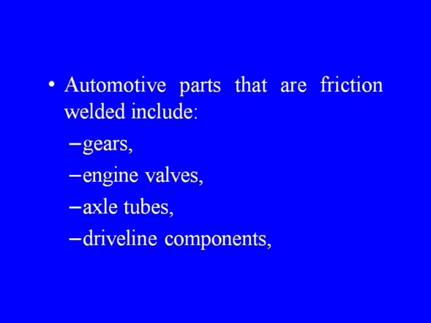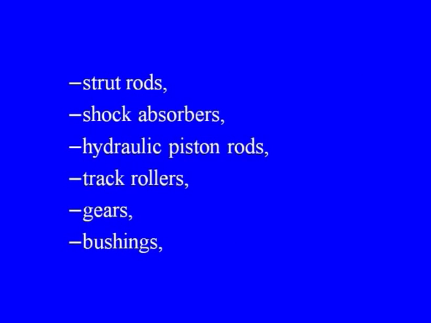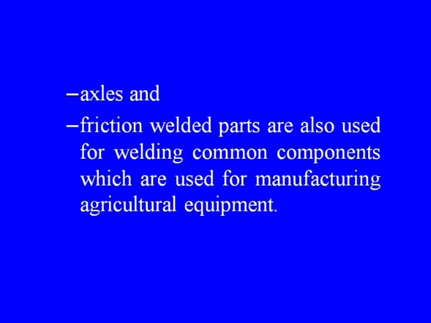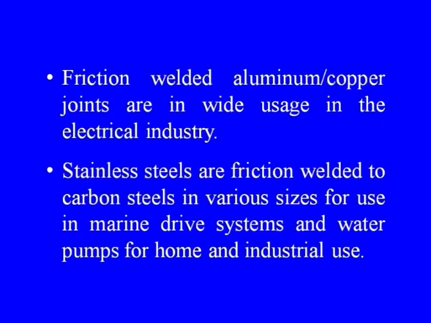Automotive parts that are friction welded include gears, engine valves, axle tubes, driveline components, strut rods, shock absorbers, hydraulic piston rods, track rollers, bushings and axles. Friction welded parts are also used for welding common components used for manufacturing agricultural equipment. Friction welded aluminum or copper joints are in wide use in the electrical industries.